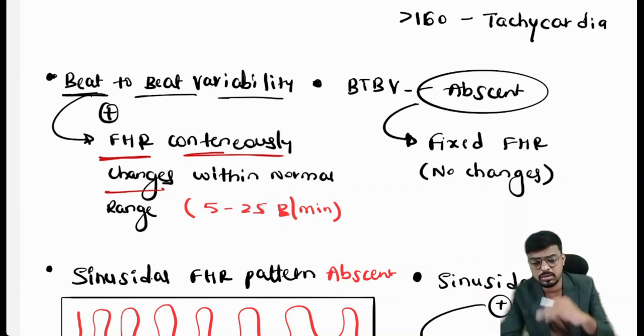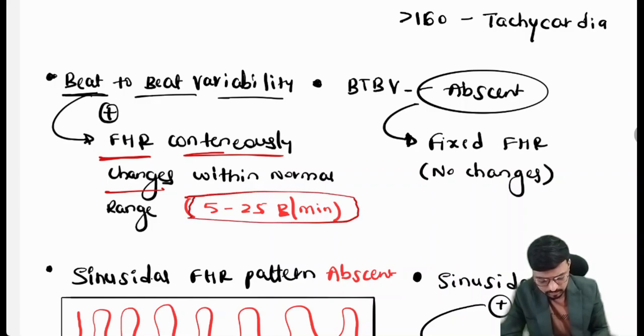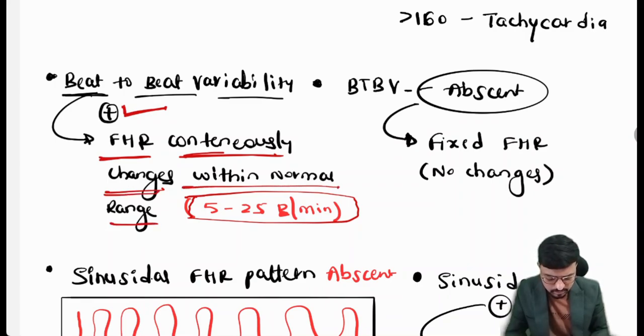It should vary between 5 to 25 beats per minute, more or less, but within the normal range. So the beat to beat variability should be present normally. The fetal heart rate continuously changes within the normal range. That is what we call the beat to beat variability. The changes happen between 5 to 25 beats per minute only, not more than that.